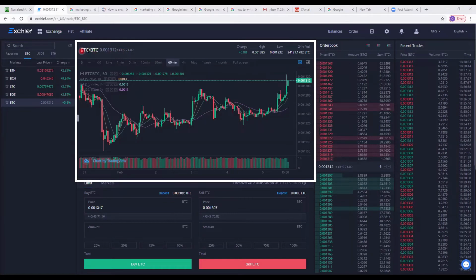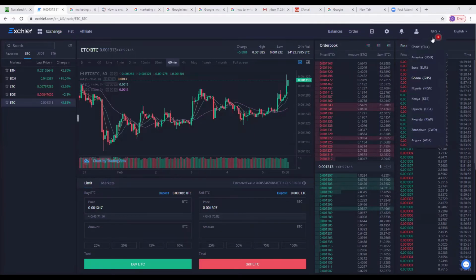It says ETC/BTC, which is the trading pair between Ethereum Classic and Bitcoin, and this is the current price. The price is 0.001313, and that's the price in BTC. And it says GHS 71.15.